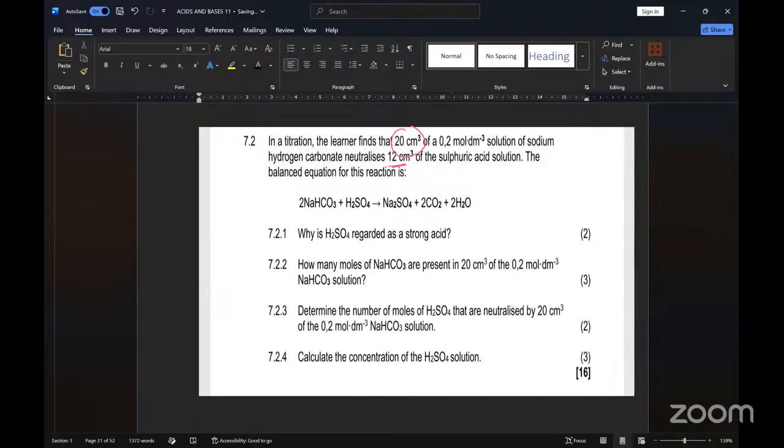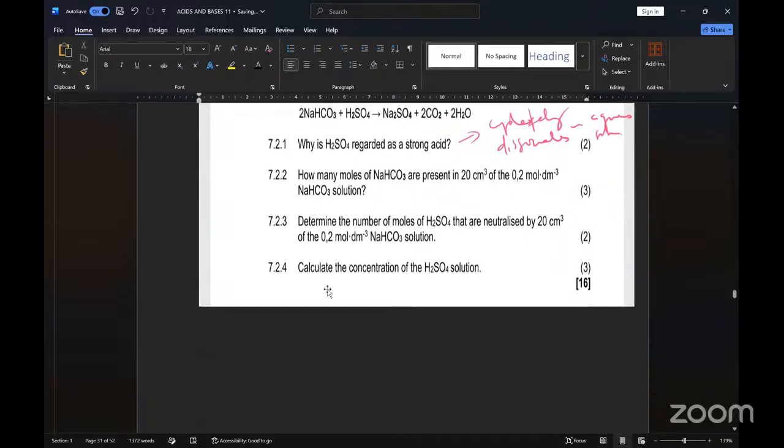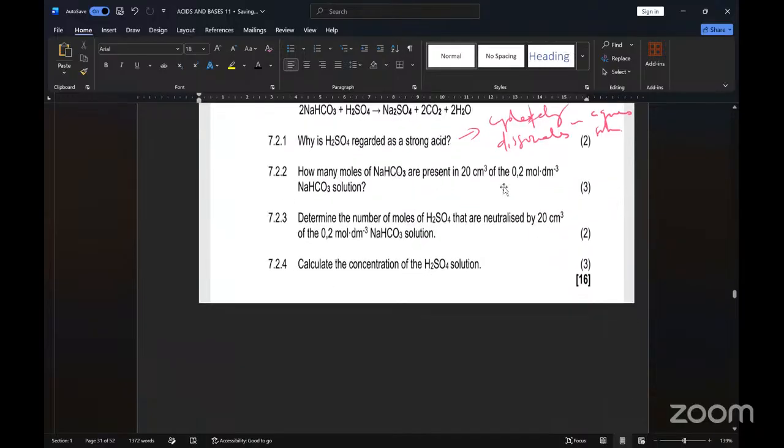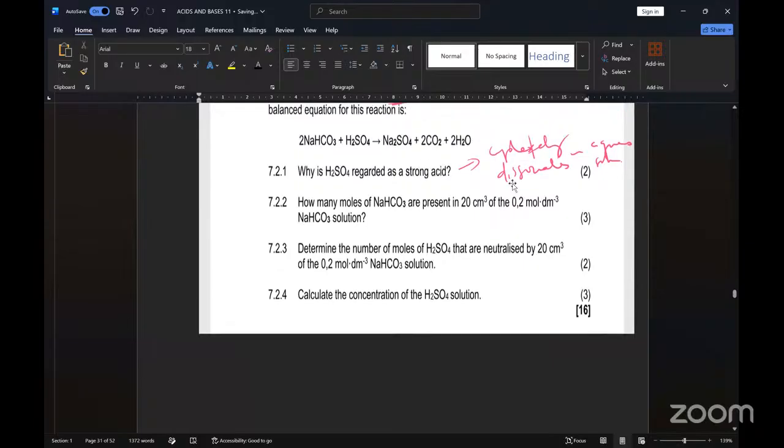Why is sulfuric acid regarded as a strong acid? You say it completely dissociates in aqueous solution to give a high concentration of H plus ions. The definition is there. So strong acid, strong base, you just go and find the definition. Then, how many moles of this are present in this of sodium carbonate?